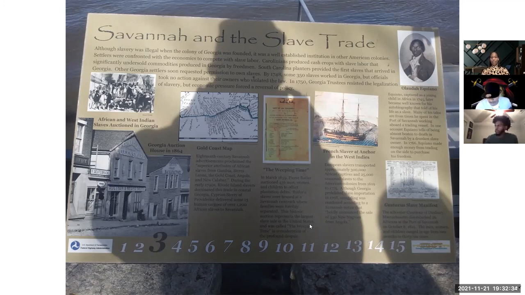Correct. And I'll read this second column right to the right of that. We were just building on this, where it says French slaver at anchor in the West Indies. And it says European slavers transported approximately 300,000 African captives and 25,000 seasoned slaves to the American colonies from 1619 to 1775. Now, if you add, Chief Biko, 300,000 plus 25,000, you're going to get 325,000.